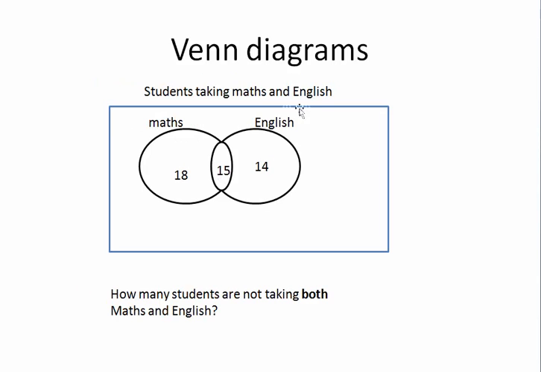Students taking maths and English, described by this Venn diagram, so these people take maths, these people take English. Here, these people take maths and English, both subjects. How many students are not taking both maths and English? So these are the students taking maths only or English only, or not taking maths and English. 18 plus 14, 32.